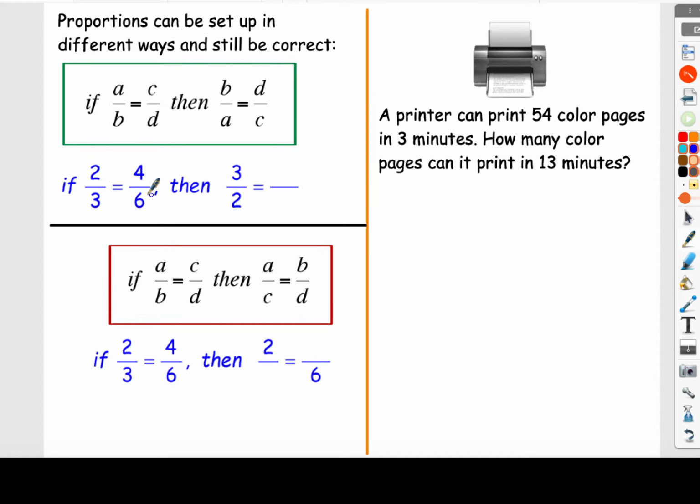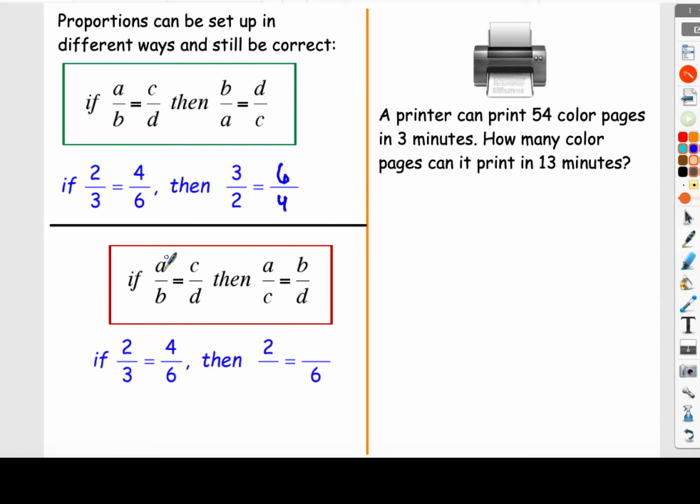So again, if this was 2/3 equals 4/6, which we know is a true statement, in that case, if I flip the left side over, right? 3 over 2, or being 1.5, I just have to flip over the right side. So I would say 6 is to 4, still equal to 1.5.